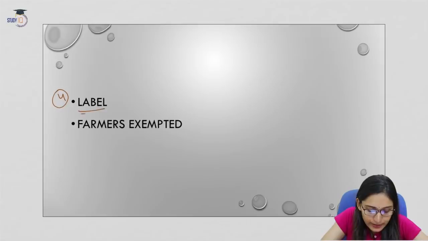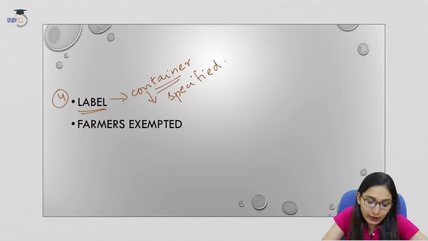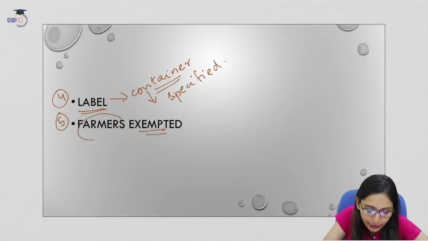The label of a seed container has to indicate some specified information. So, the label of the seed container, that is the packet or the container of the seed, has to indicate some specified information. Now, the fifth provision talks about certain exemptions given to farmers.